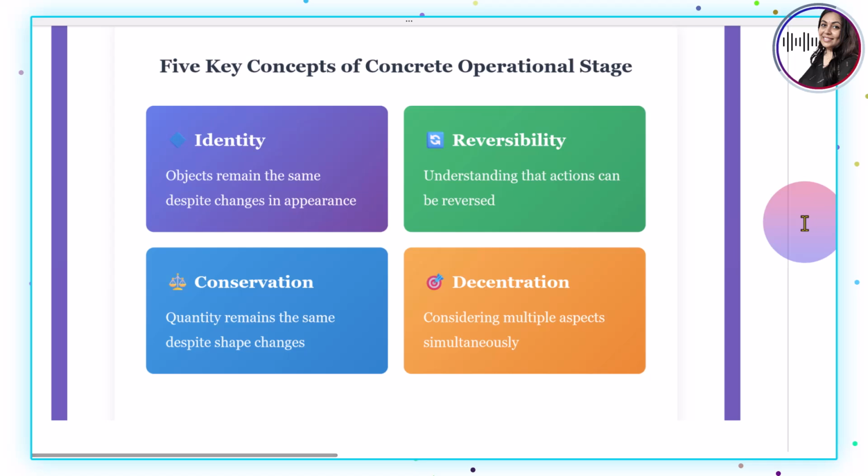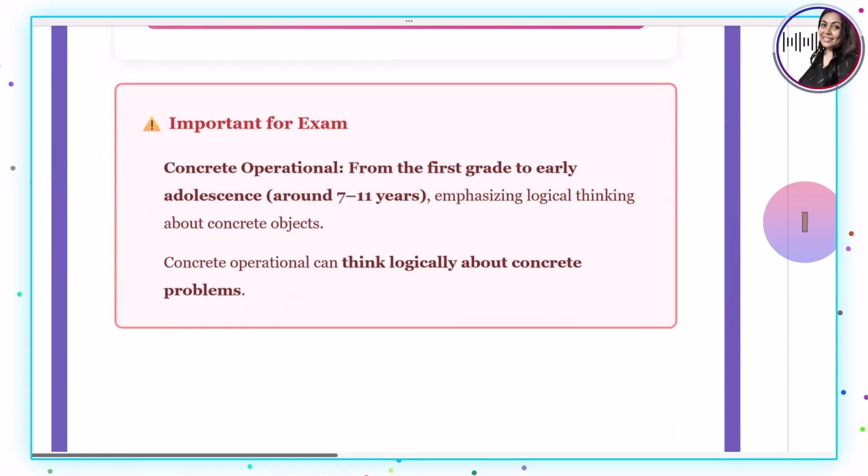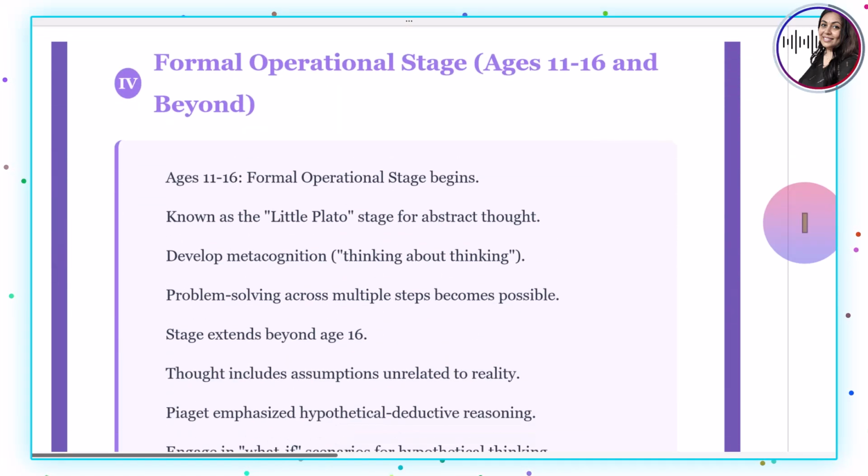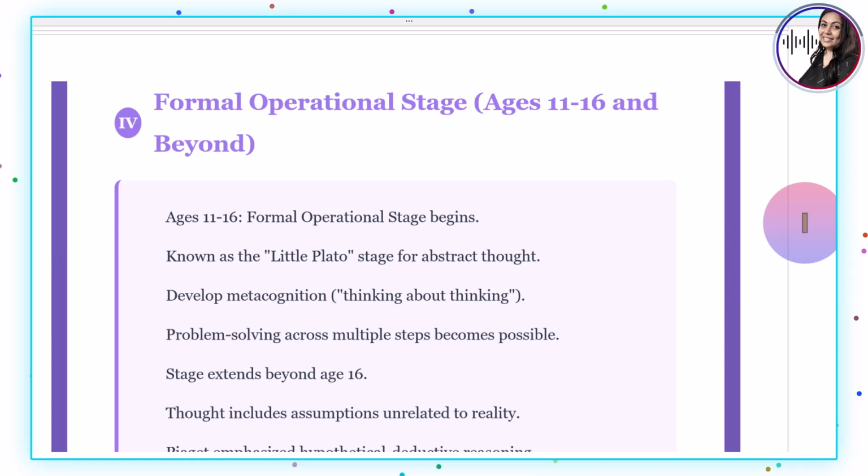From an exam point of view, remember that learners at this stage can think logically about concrete problems, but abstract thinking has not yet fully developed. This stage generally corresponds to early schooling and extends up to early adolescence. Finally, we reach the formal operational stage, which begins around 11 years of age and continues into adulthood.